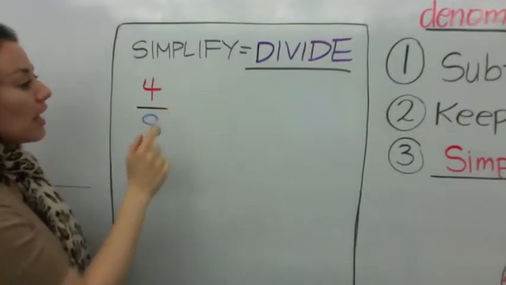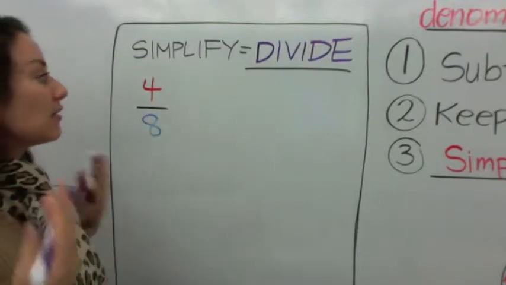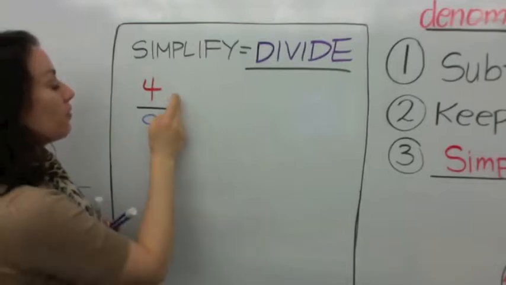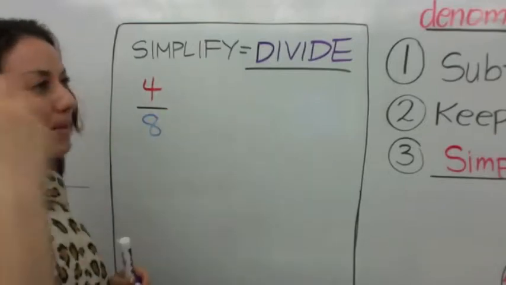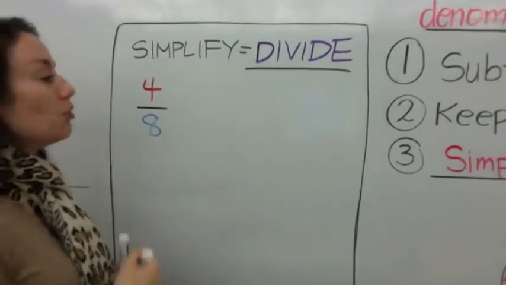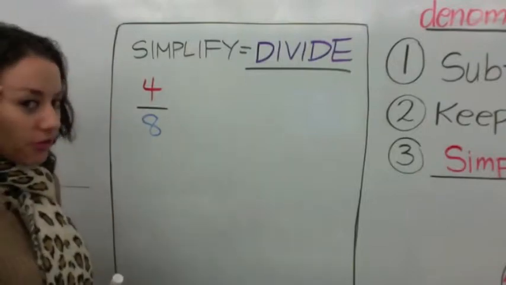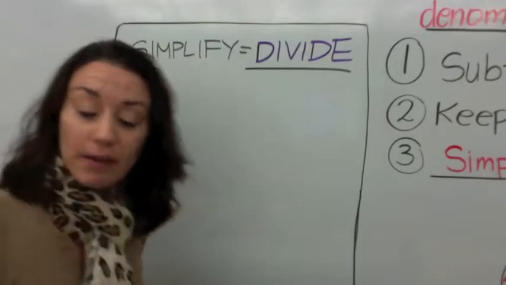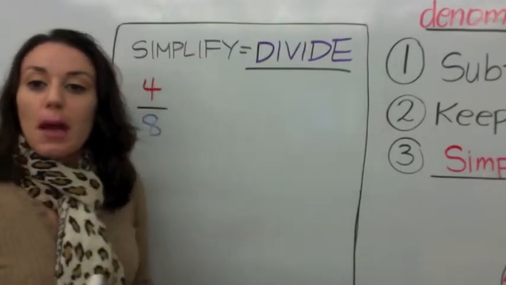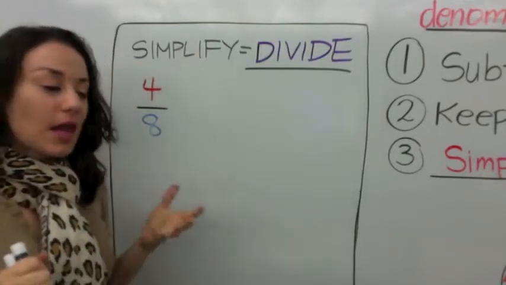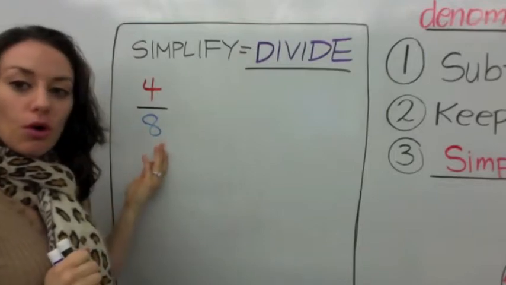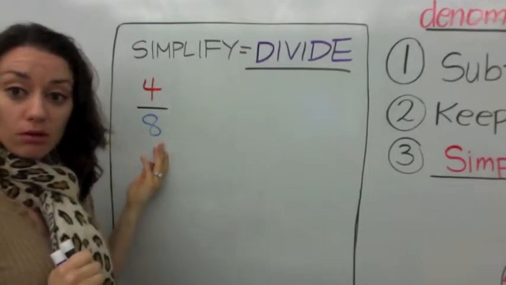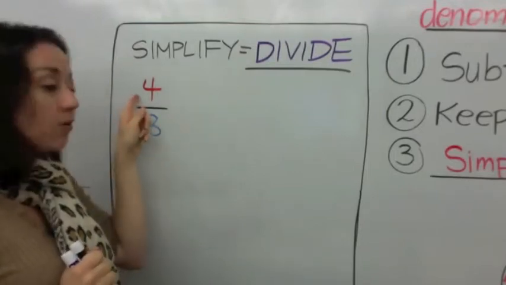Okay, so 4/8, I want you to think about it. Is there a number that you could divide both 4 and 8 by? Think about the biggest number you could divide by. You know that they're even numbers, right? So that's the first thing. If they're even numbers, you could divide by 2. You could divide by what? Divide by 2. But I'll ask you, could you also divide by 4? Could you divide 4 by 4?